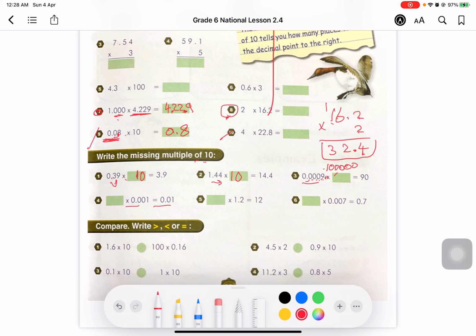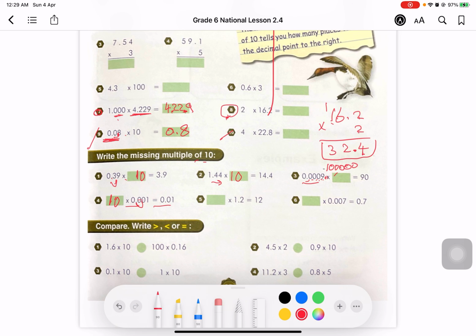It becomes here between the 0. So how many steps do you move it? You move it only one step. So it's multiplied by what? By 10. Yes, your decimal moves and it becomes between these two zeros. So it means that you are multiplying by 10.